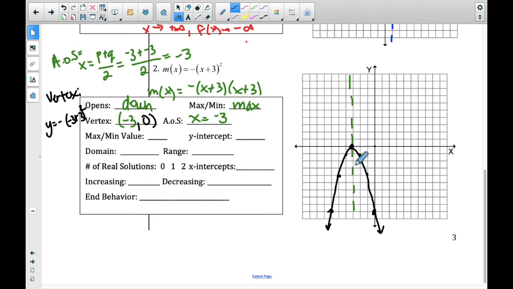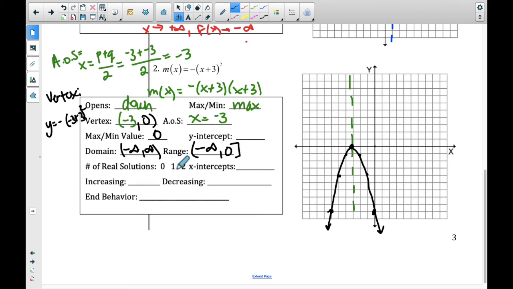It's a little bit different than some of them that we've done because its vertex is the x-intercept. So the max value is 0. We'll get to the y-intercept in a little bit, but let's talk about the domain and range. That means that our range goes from -infinity all the way up to 0. And of course, we need to make sure that we include that 0 in our range. And of course, our domain goes from -infinity all the way up to positive infinity, to the left and right.